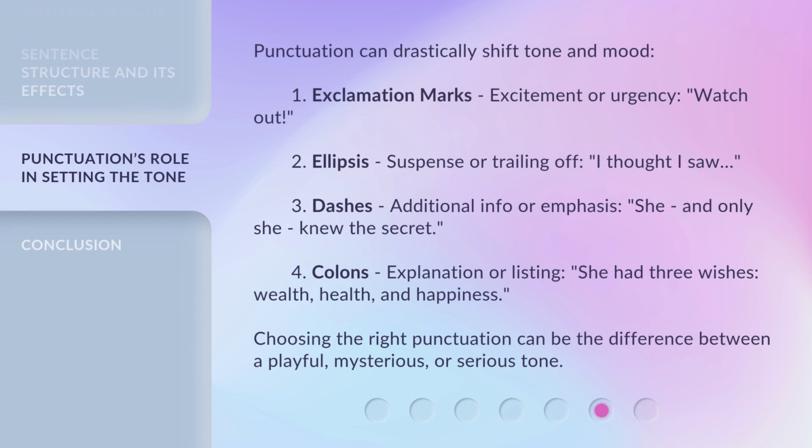Punctuation can drastically shift tone and mood. 1. Exclamation marks: excitement or urgency. Watch out! 2. Ellipsis: suspense or trailing off. I thought I saw... 3. Dashes: additional info or emphasis. She, and only she, knew the secret. 4. Colons: explanation or listing. She had 3 wishes: wealth, health, and happiness. Choosing the right punctuation can be the difference between a playful, mysterious, or serious tone.